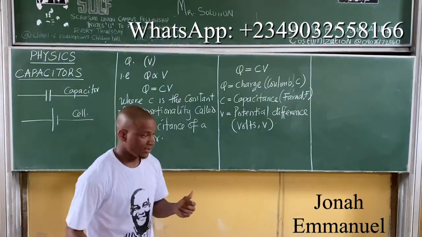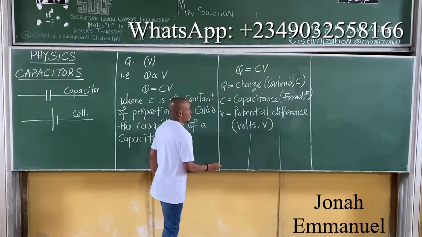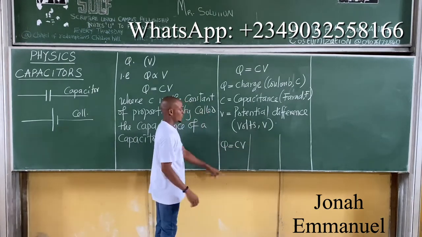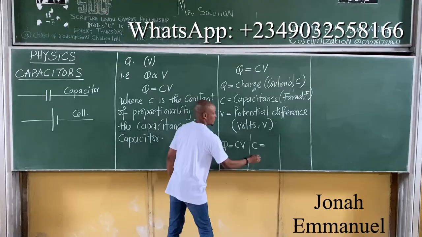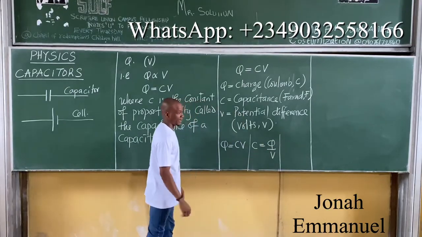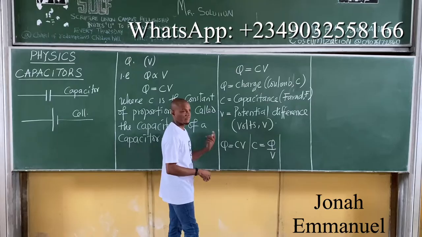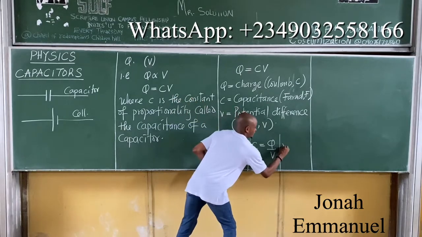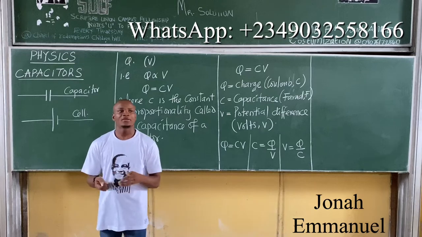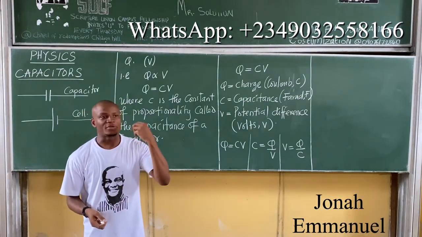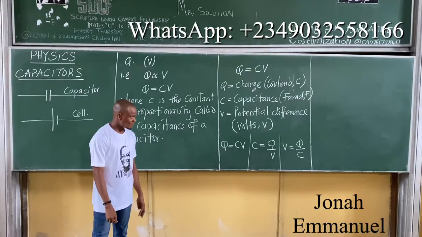So Q equal to CV. Now let's do something minor. If Q is equal to CV, then C is equal to Q over V, since V cancels out. Also, from Q equal to CV, to make V the subject of the formula, divide by C, and I have that V is equal to Q over C. So these are your three expressions, whether you make the charge the subject, the voltage or potential difference, or the capacitance.